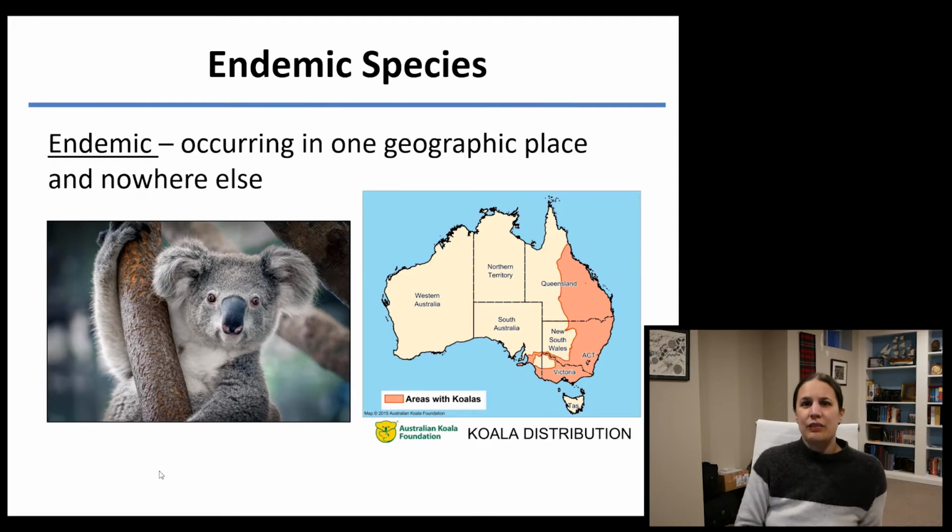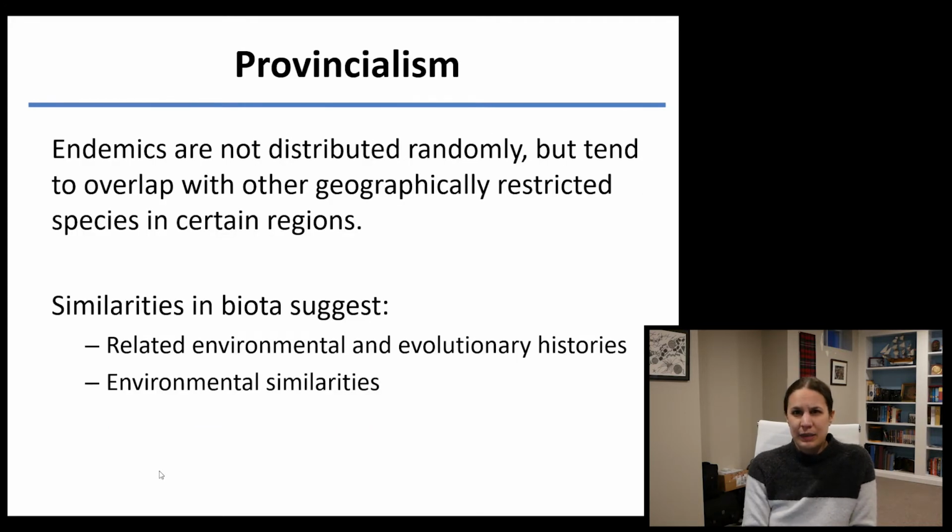So, a little bit of a reminder, we talked about species distribution in the last 2 videos, and there's one distribution model in particular that I want you to remember for this video, and that's the endemic species. So remember that an endemic species is one that is occurring in one geographic place and nowhere else. Now, the endemic species distribution is very important for understanding regionalization because endemic species don't tend to occur randomly on the planet. They tend to overlap geographically.